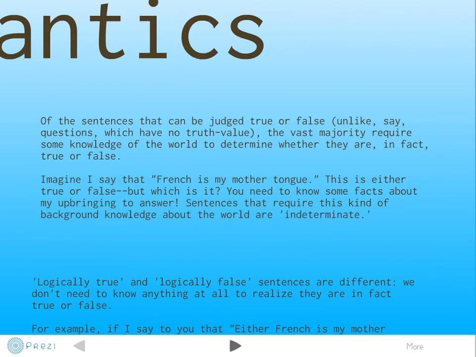Now, the sentences that can be judged true or false, unlike, say, questions which have no truth value, the vast majority require some knowledge of the world to determine whether they are, in fact, true or false. Now, imagine I say French is my mother tongue. This is either true or false, but which is it? You need to know some facts about my upbringing to answer. Sentences that require this kind of background knowledge about the world are indeterminate, because they could be either true or false, and you need to know something about the world to determine that.